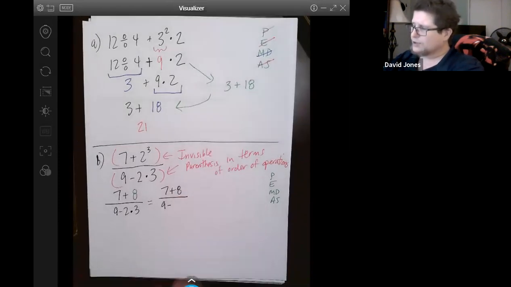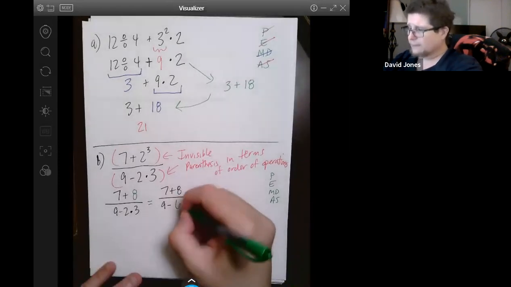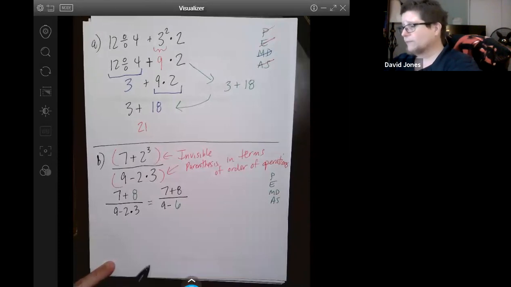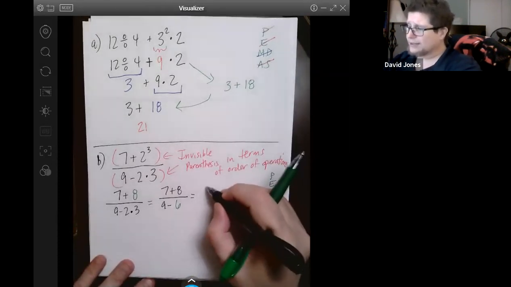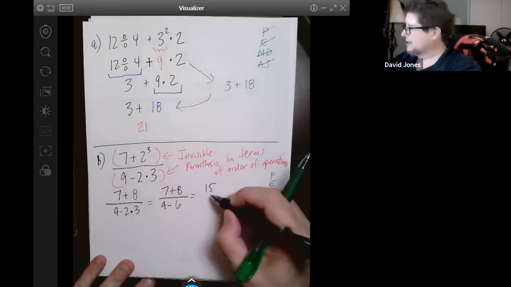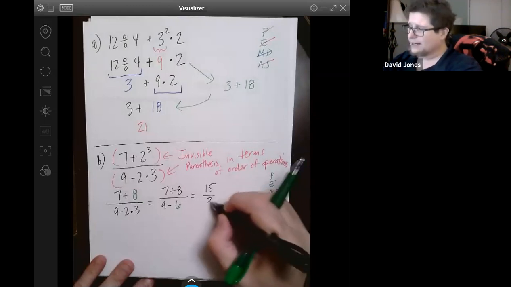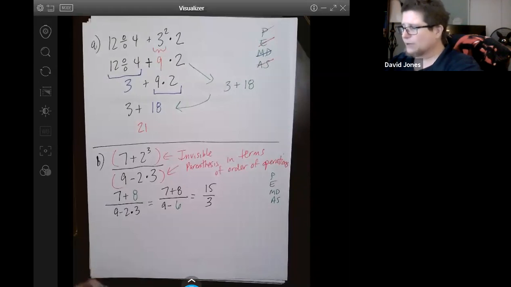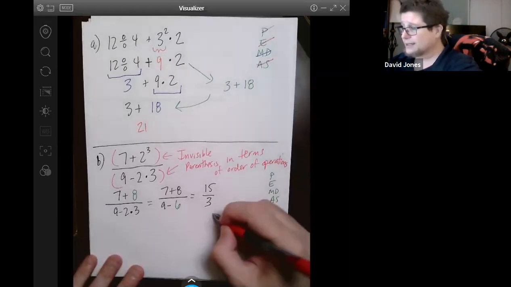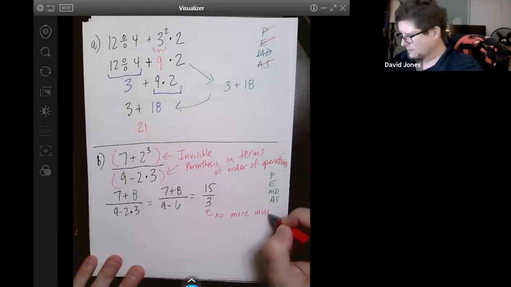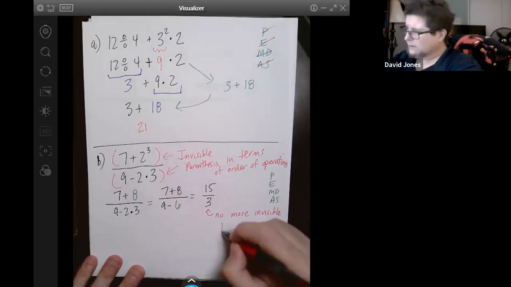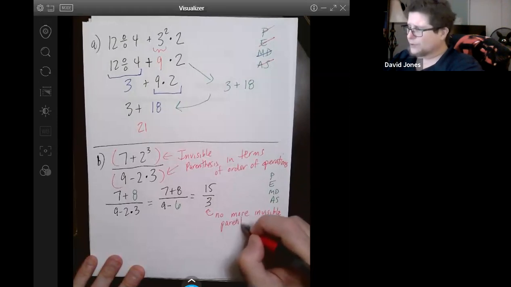9 minus 2 times 3 is 6. Then I can do addition and subtraction on top. 7 plus 8 is 15. 9 minus 6 is 3. Now we're done with operations top and bottom. No more invisible parentheses when you're down to a single number.